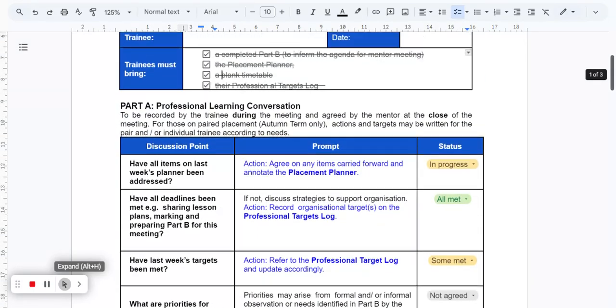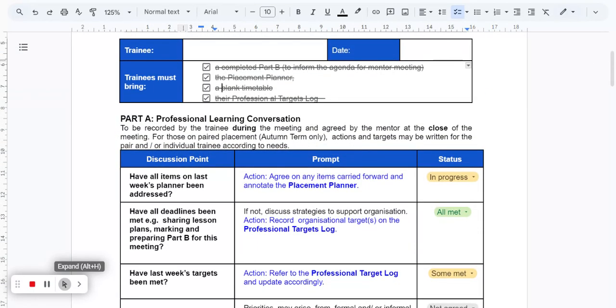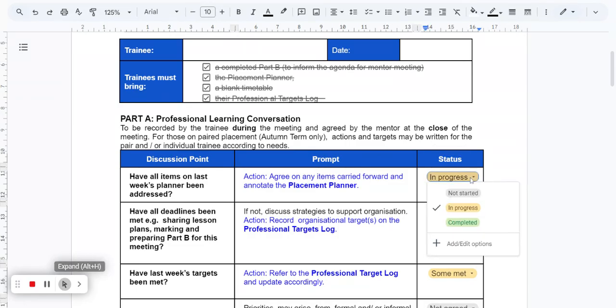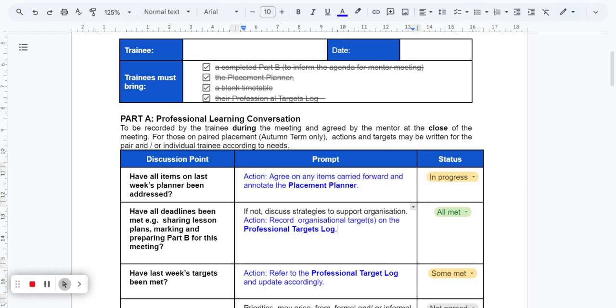What we can see here is a sequence of prompts to just talk about the strategic issues of being a mentor and trainee partnership. Have things from the last week been completed? Have deadlines been met? And so on. The prompts are very clear, and we have drop-down boxes to select in agreement through conversation the extent to which the trainee has accomplished those things.